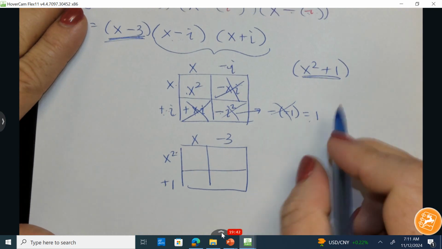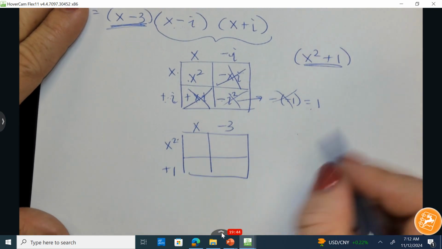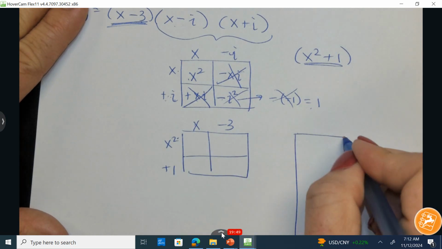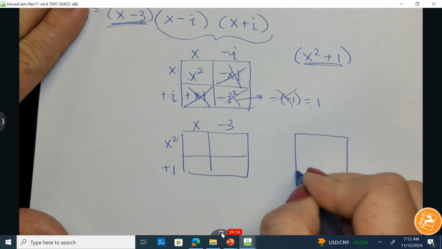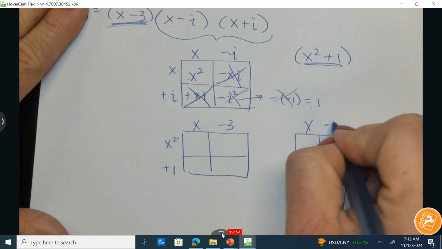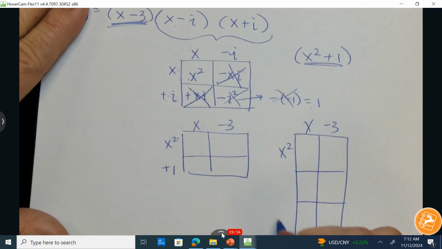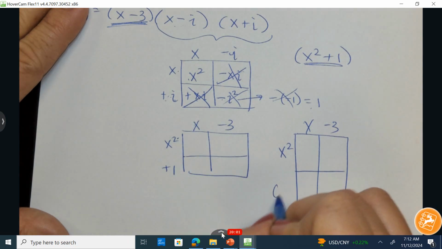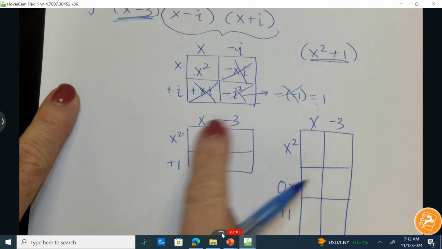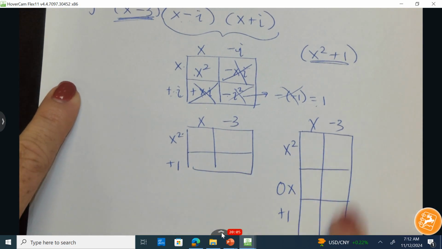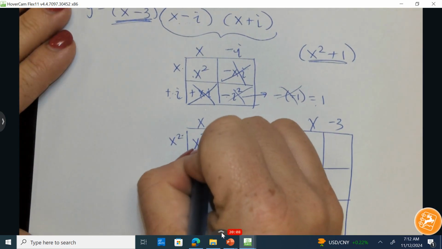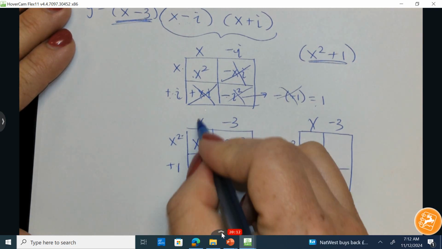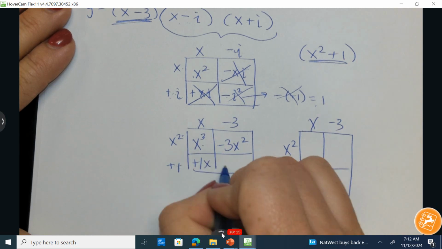To make my life easier, I'm going to rewrite this, and this would work, but you have two options. One option is to recognize that we have an x squared and a plus 1, but there's no x to the first power, so we can write 0x to the first. So you can achieve the right answer like this or like this, however you want to set it up. Multiplying, I get x to the third, subtract 3x squared, plus 1x, and minus 3.